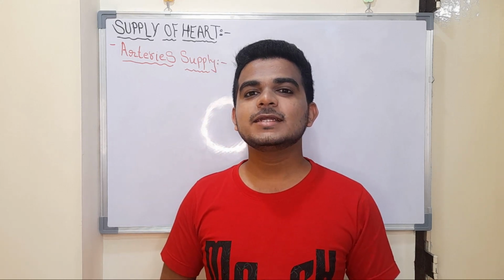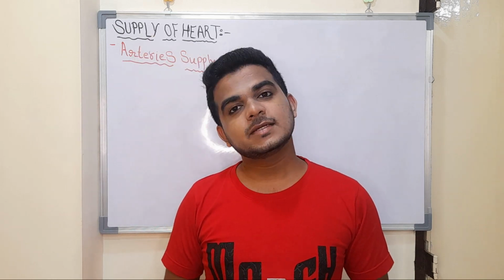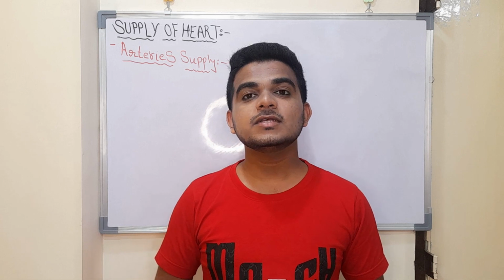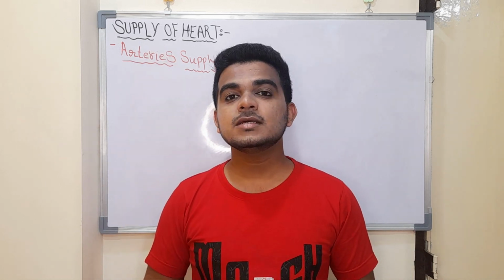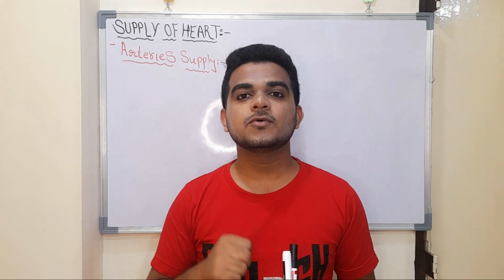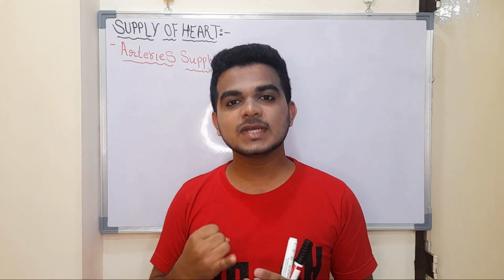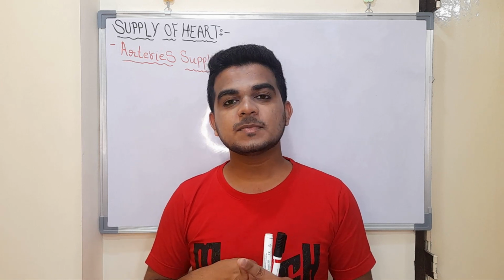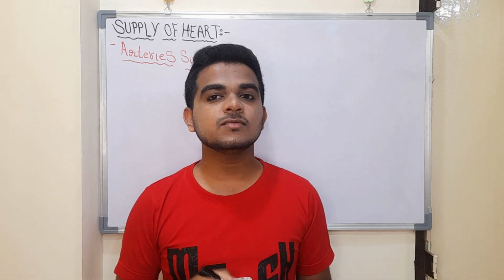In this video, we are dealing with the blood supply of the heart. We already dealt with the external and internal features of the heart. Now in this video, we are dealing with the supply of the heart. Basically, there are four subheadings: first is arterial supply, second venous drainage, third nerve supply, and last the lymphatic drainage. We are dealing with them one by one.